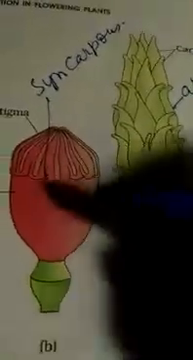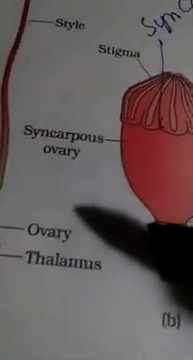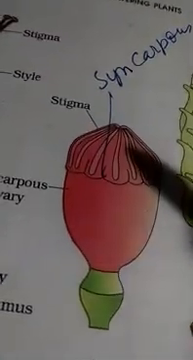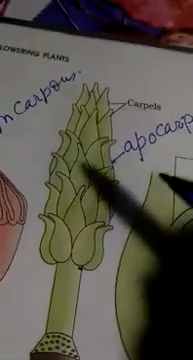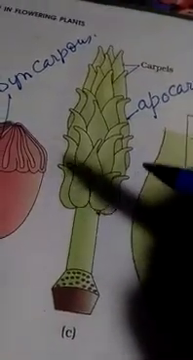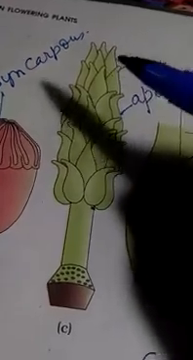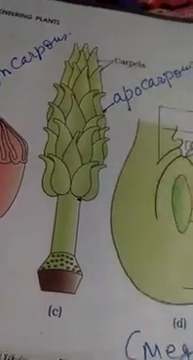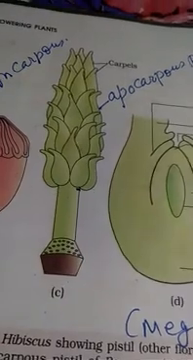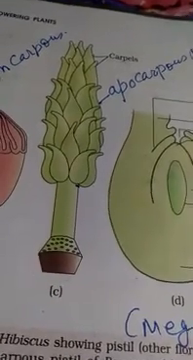First of all, I will tell you that if there are more than one pistil, then pistils can be united with each other. This condition is known as syncarpous, and the ovary is said to be syncarpous when all the pistils are united. And when the pistils are free, then it is known as apocarpous pistil. Here you can see all the pistils are free from each other. Carpels or pistils are the same thing, so they are present on the thalamus and they are free from each other.